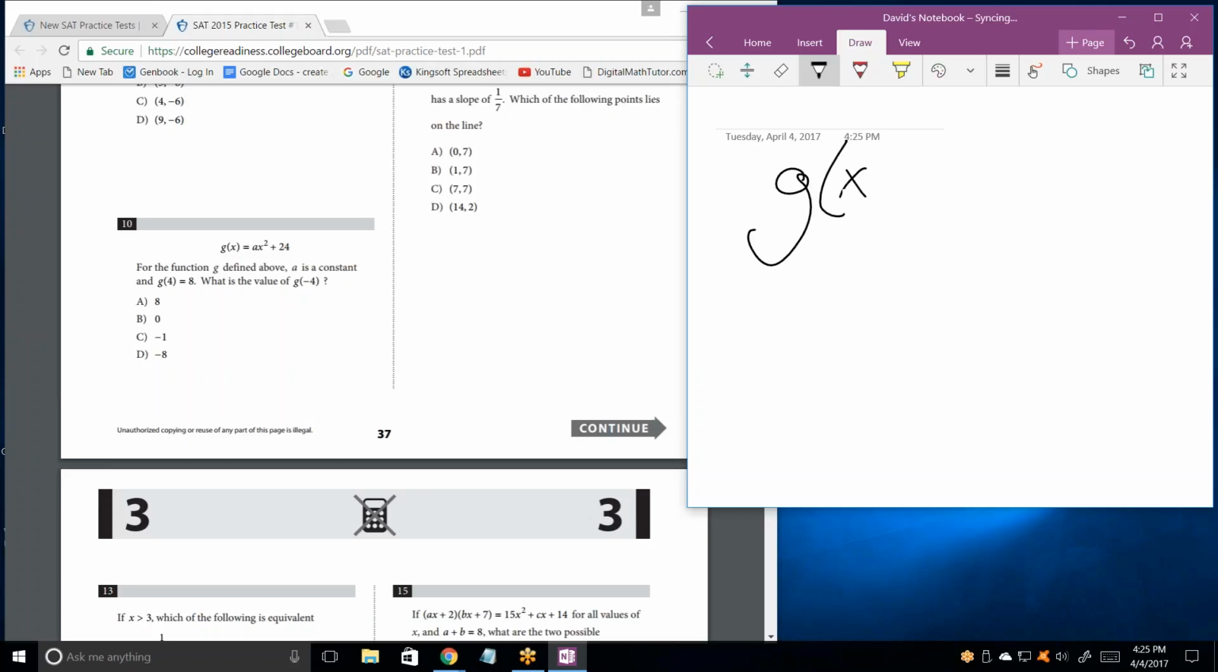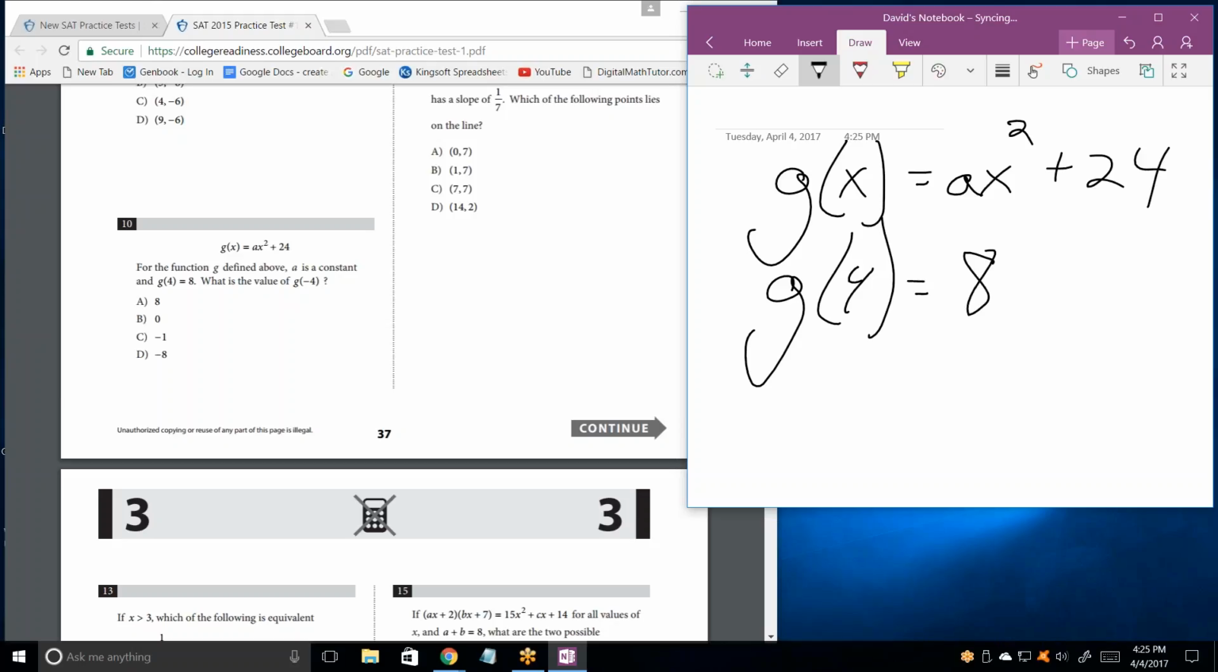This one: g of x equals ax squared plus 24, and g of 4 equals 8. They want to know what g of negative 4 equals. Well, first of all, when I put something in the parentheses other than x, what am I supposed to do with it? How do I evaluate them? You plug them in for x.